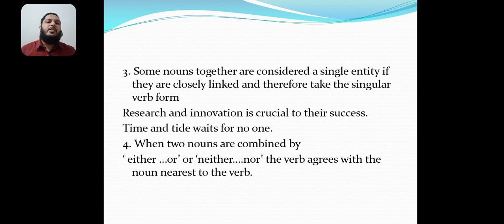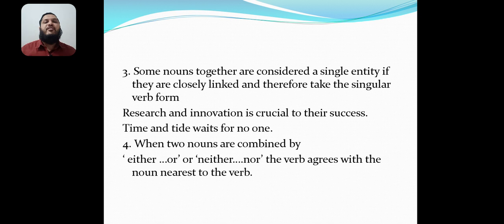Time and tide waits for no one. Here again, we have used a singular verb. Time and tide is used because these two nouns are considered as a single entity. That's why we have used a singular verb. So rule number 3, some nouns together are considered a single entity if they are closely linked and therefore take the singular verb form.